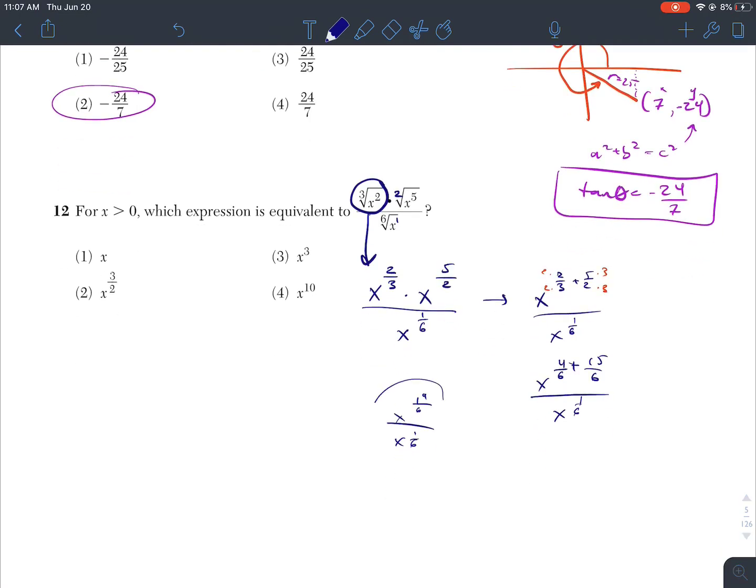When we divide powers with the same base, we can subtract the exponents. So that gives us x to the 19 over 6 minus 1 over 6, which is x to the 18 over 6, which simplifies, if you do the division, to x to the 3rd. This is one of the really nice things about rational exponents. They can make monster expressions much easier to work with.